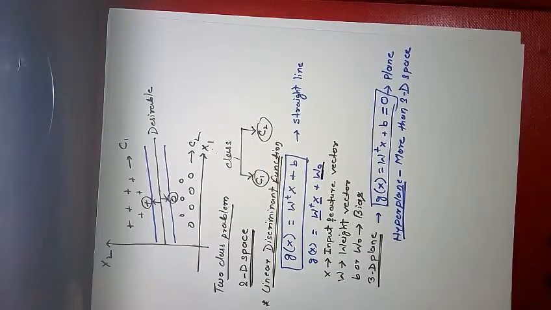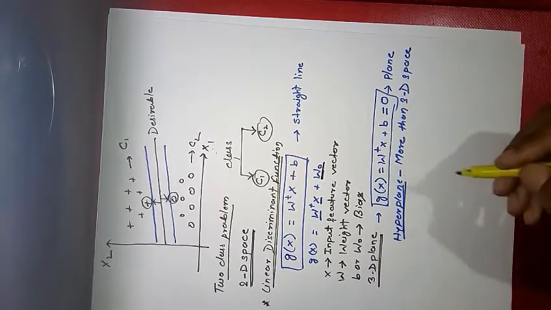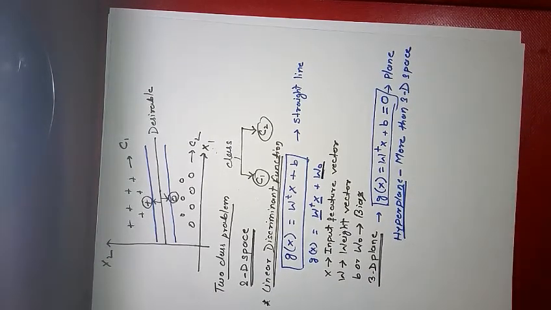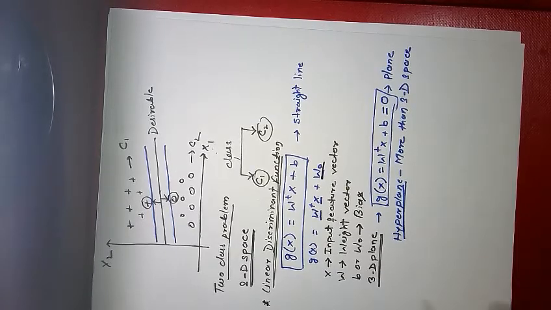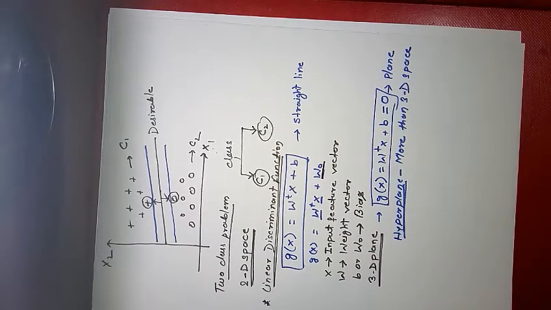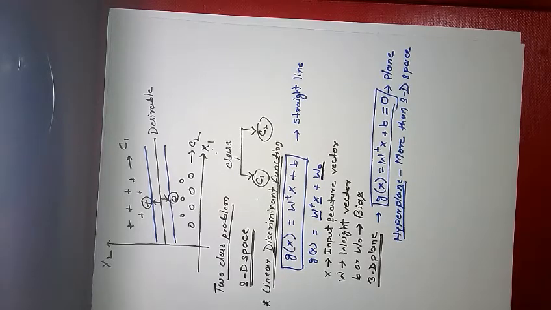Now we understand that w actually represents the orientation of the hyperplane in d-dimensional space, and b is the position of the hyperplane in d-dimensional space. It can also be known as the bias term, the biasing.